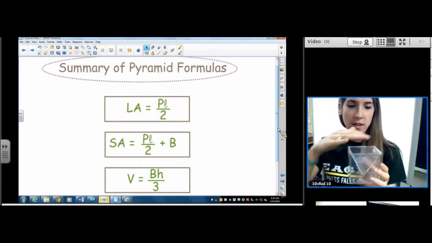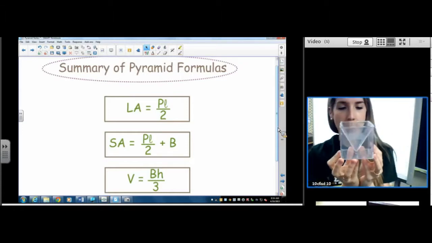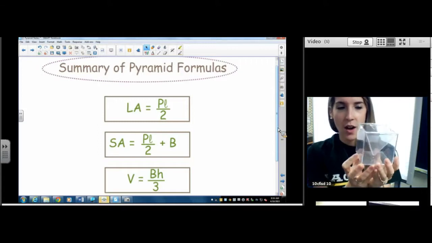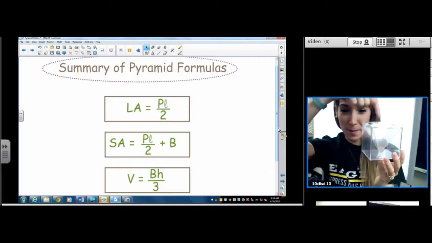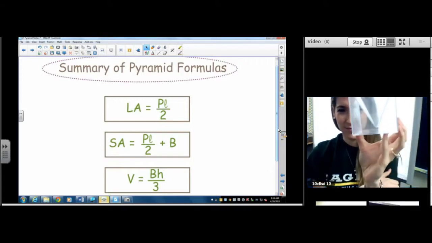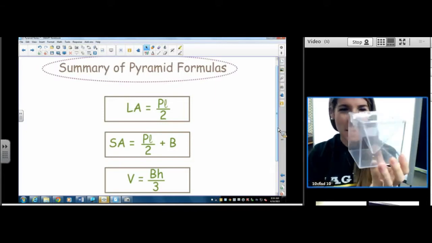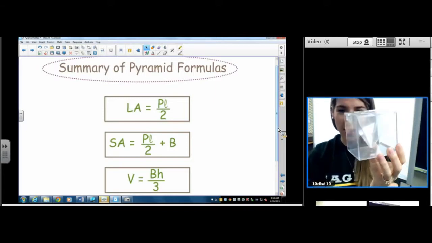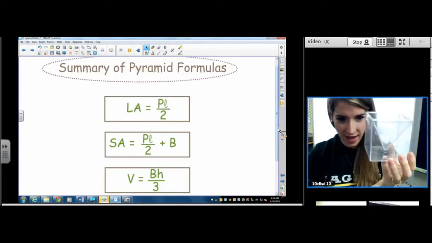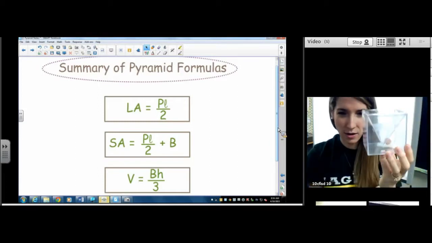Did you know that if a prism and a pyramid have the same base, 3 pyramids fit into the prism? Did you know 3 of them? To me, it only looks like, I don't know, maybe 1.5 fit in there. 3 of them fit in there. Do I need to show you? Should I show you?